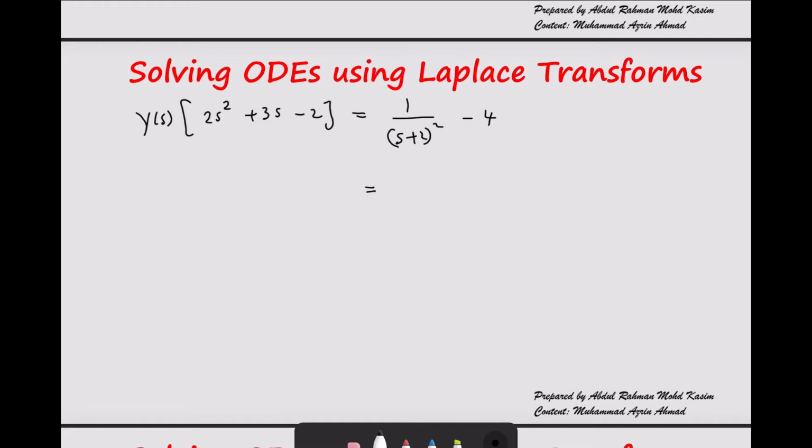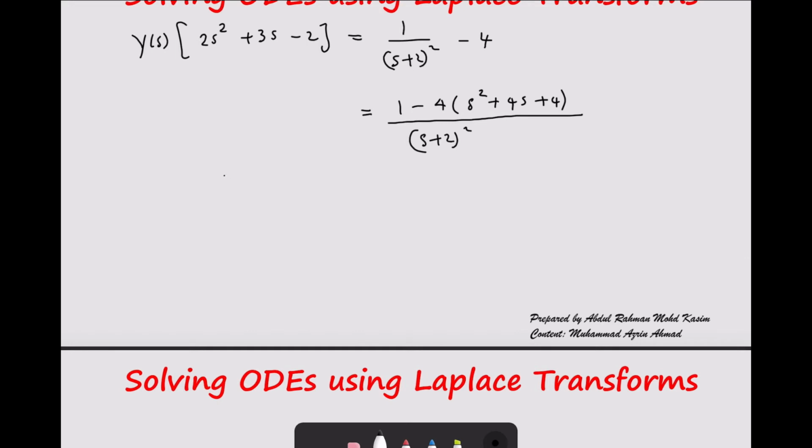What you need to do first is equate the denominator. What you will have is 1 minus 4 times (s squared plus 4s plus 4) over (s plus 2) squared. If you want to find Y(s), you need to bring the other terms to the right hand side. So your Y(s) now, you need to expand first: 1 minus 4s squared minus 16s minus 16, over (s plus 2) squared, and then 2s squared plus 3s minus 2.